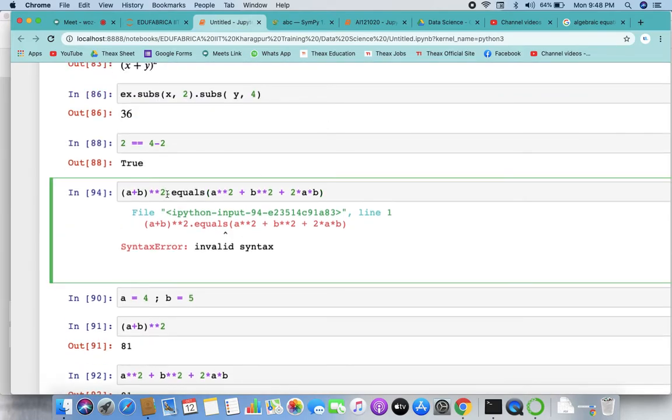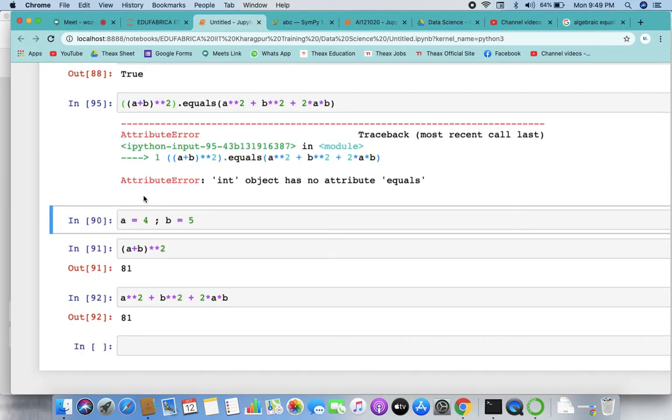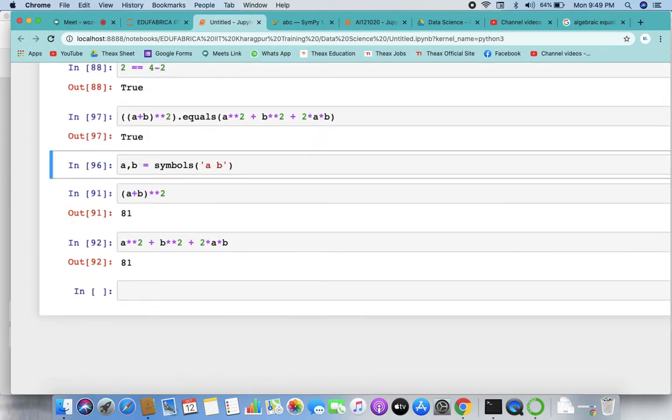Spelling, okay, something wrong. Yeah. A and b have been defined as integers right now. So let me do one thing. Now you see, it is true, okay? Even if you don't have any of the variables defined, you can just write dot equals, which will be used just to check the equality of the expressions you write, okay? Understood? So whenever you want to check two equations, you can write dot equals between them to get the result, okay?